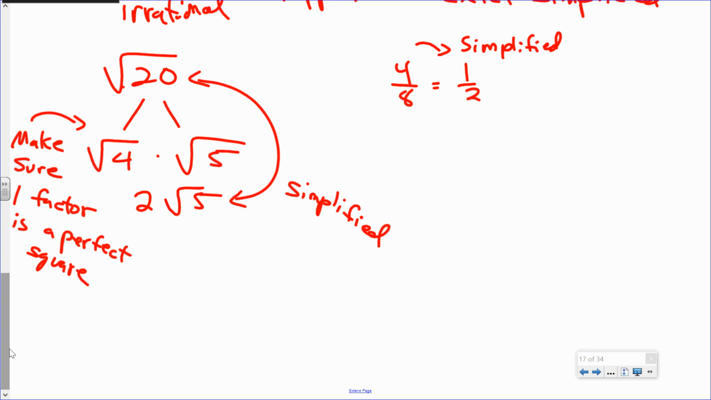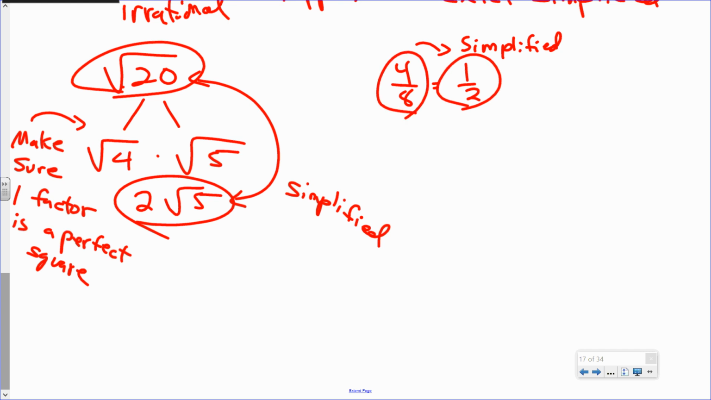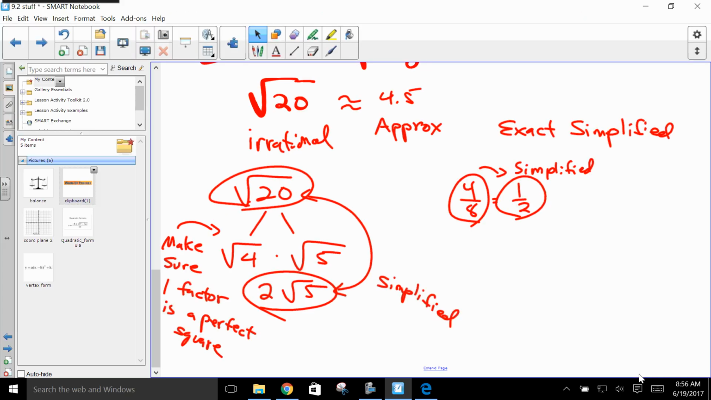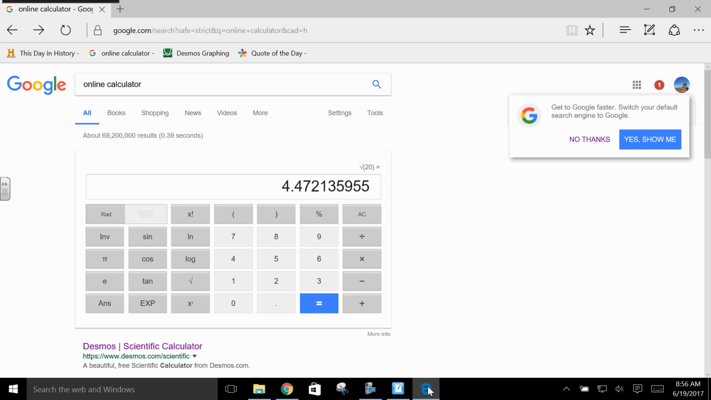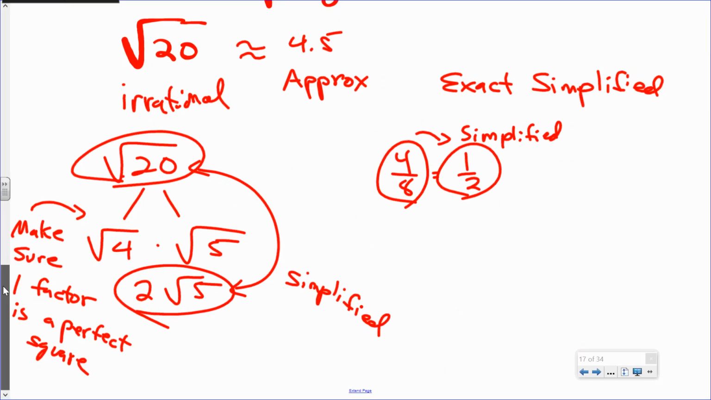Now, just a little FYI. If I type in 2 square root of 5 in my calculator, it'll be the same answer as if I type in square root of 20. So what I want you to understand is that these two values mean the same thing. This is just the simplified version of that, like 1/2 is the same as 4/8. Matter of fact, I'll prove it to you. The square root of 20 is that number. Now let me hit 2 times square root of 5. 2 square root of 5, same number. So 2 times rad 5 and the square root of 20 are the same value. It's just that we're simplifying something. Try another one, and we're done.